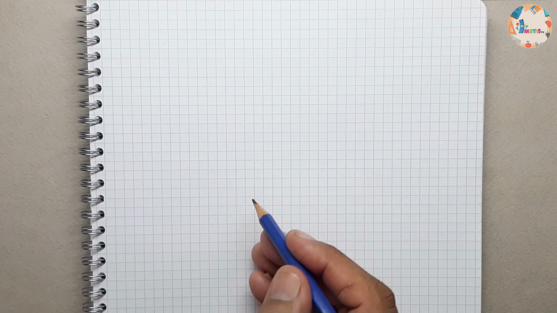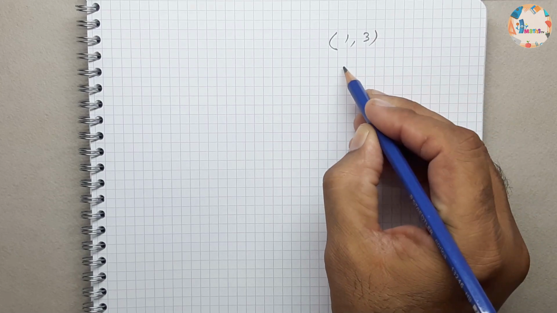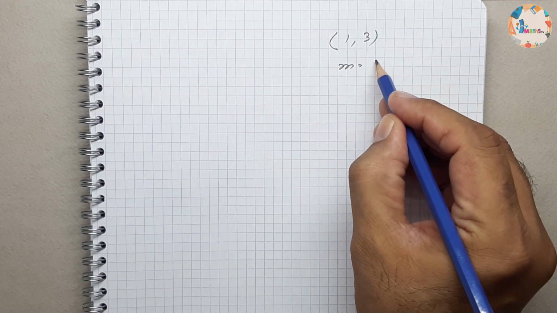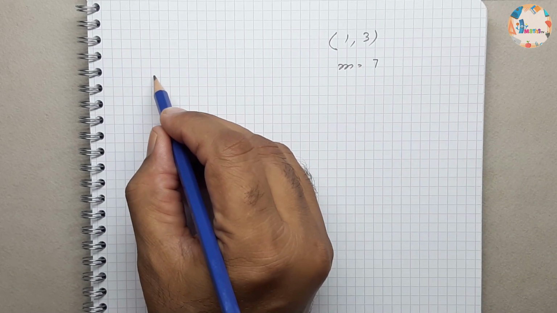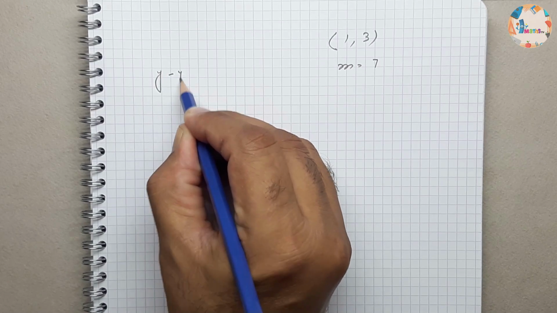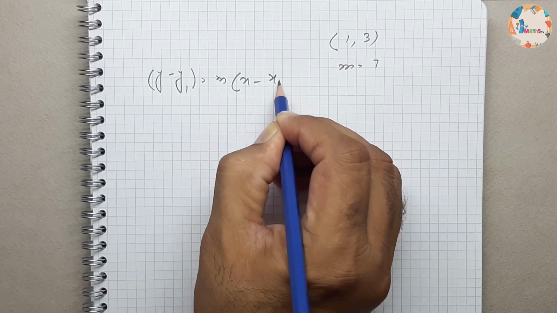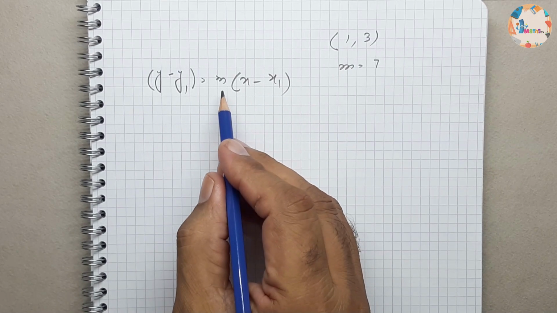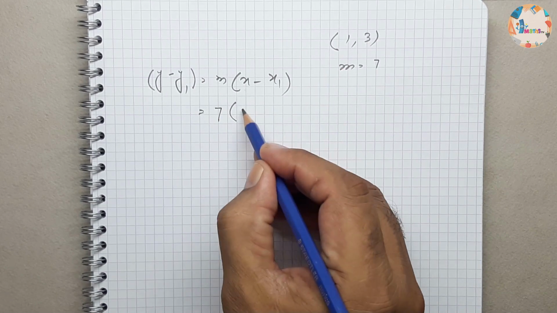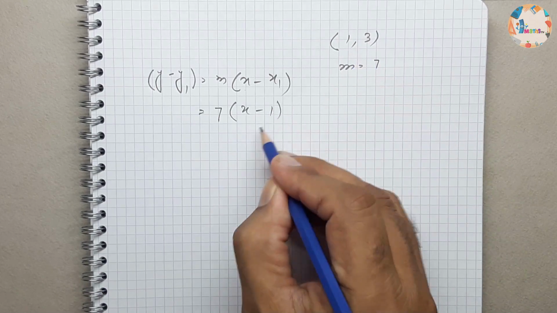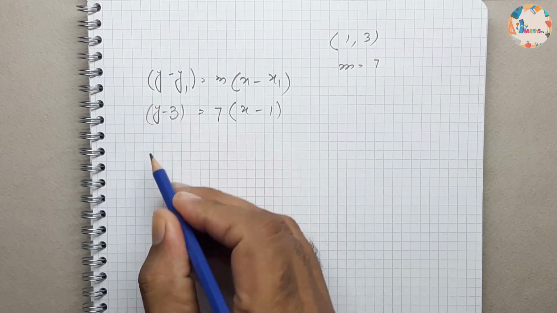Now we will write the equation of a line in point-slope form. The point we can take as 1 and 3, and the slope value we can take, for example, 7. So we have to write the equation. We know the equation of a line in point-slope form is y minus y1 is equal to m into x minus x1. This is the equation of a line in point-slope format. So the m value we will replace over here, and x minus x1, which is 1, and y minus y1, which is 3, we can replace here.